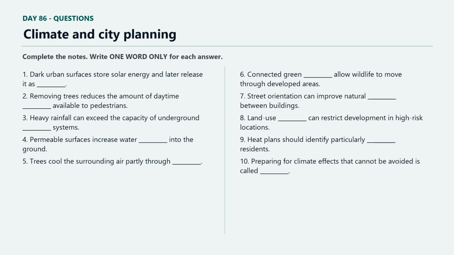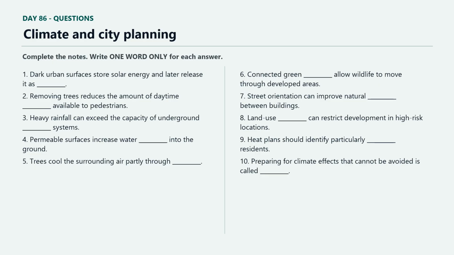Removing trees reduces daytime shade for pedestrians, playgrounds, homes, and public transport stops. This can make walking uncomfortable and increase the amount of solar energy entering buildings through windows and walls. At night, however, a dense tree canopy may sometimes reduce outgoing radiation, so planners must consider local conditions rather than apply one rule everywhere. We can now turn to water.